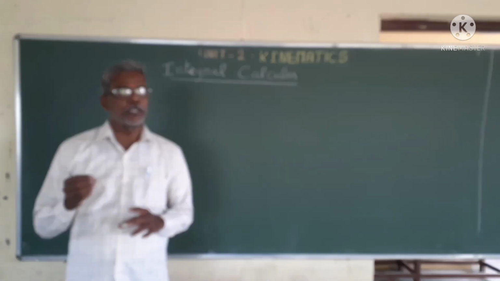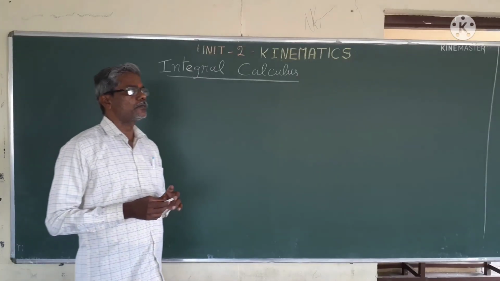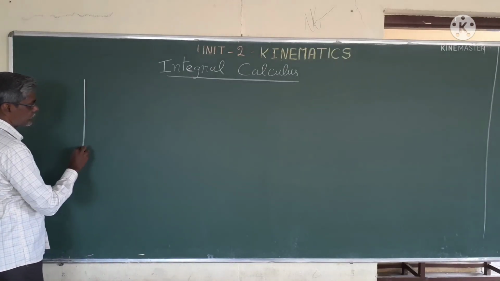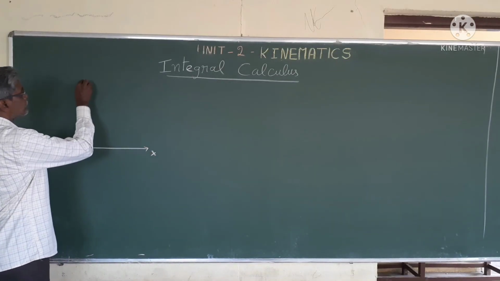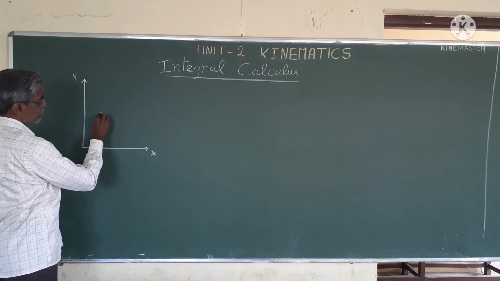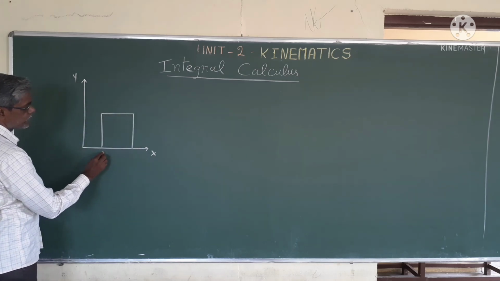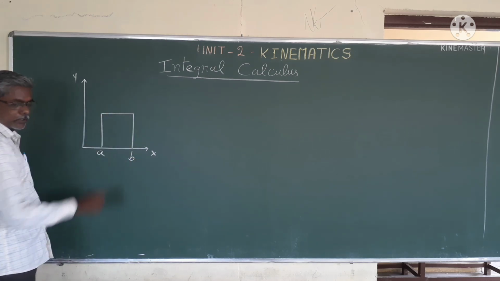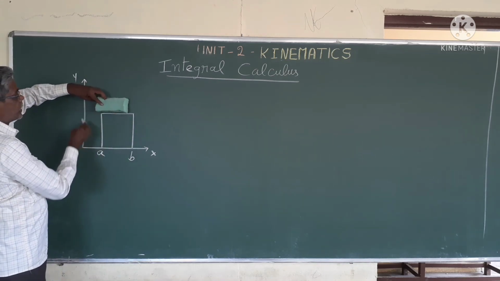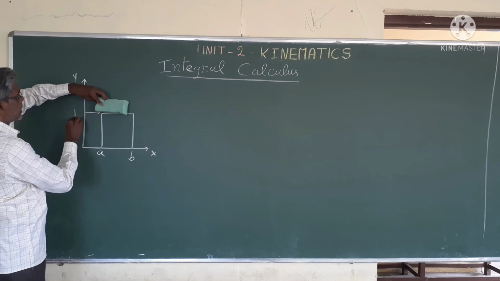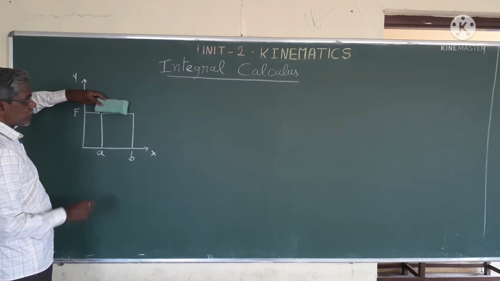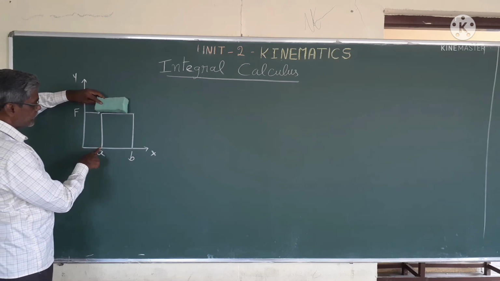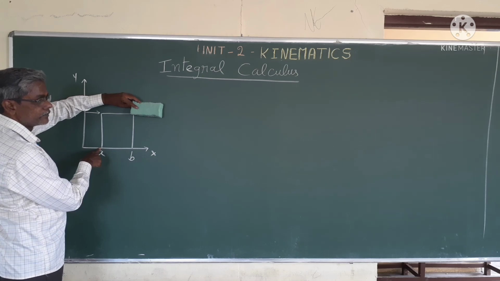For certain geometrical shapes, we can find the area directly. For example, if I take this geometrical shape, let the initial position be A and the final position be B. If the object is here and I am applying a constant force, the object moves from A to the position B.